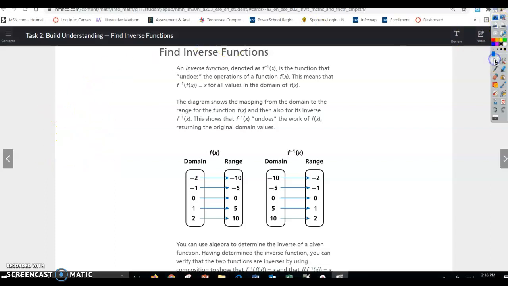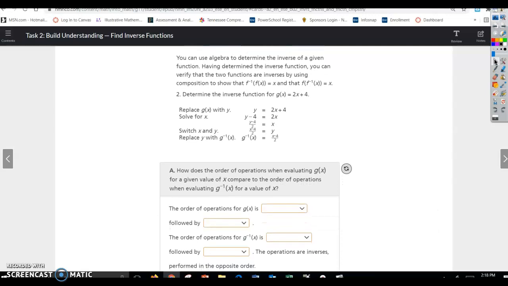You can use algebra to determine the inverse of a given function. Having determined the inverse function, you can verify that the two functions are inverses by using composition to show that f inverse of f of x equals x, and vice versa. Determine the inverse function of g of x equals 2x plus 4.